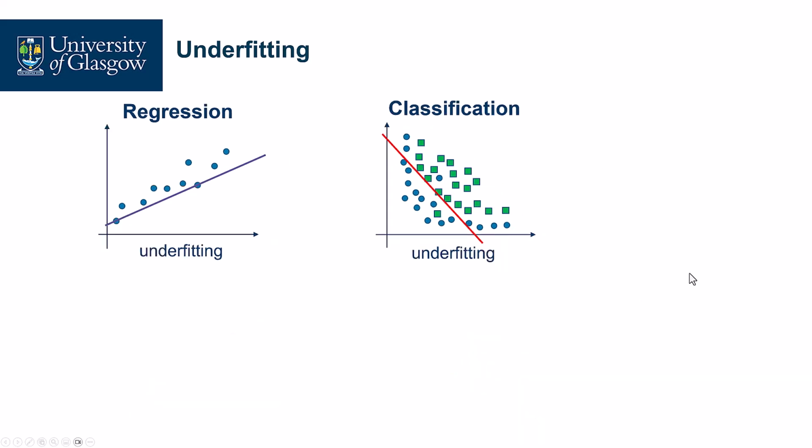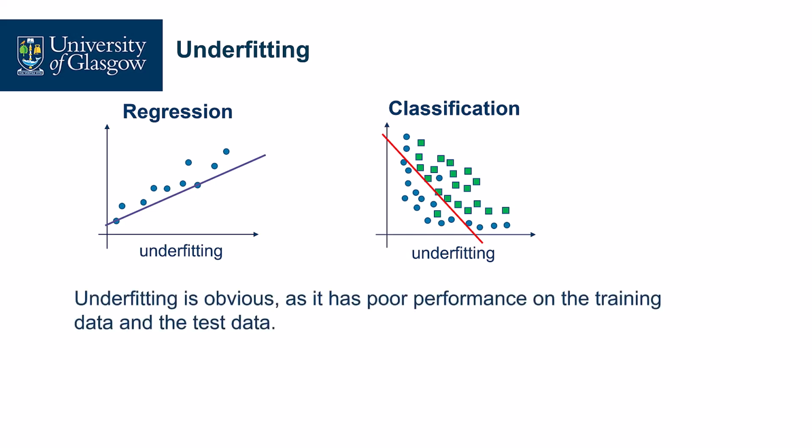So for underfitting, how do we detect it? This is quite obvious, right? Because when we look at the training data and the test data, we will find both of them show poor performance.